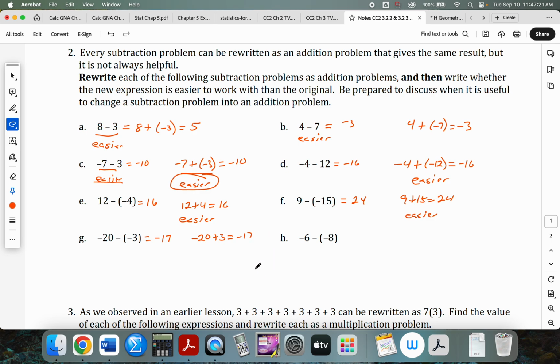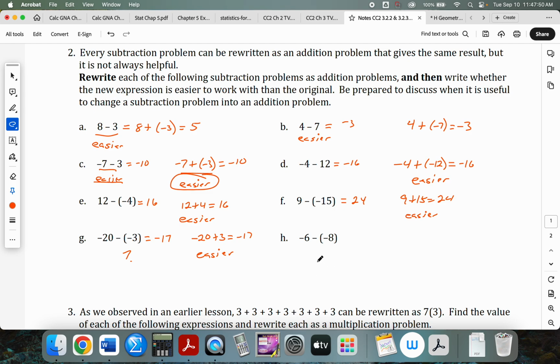Which one do you think is easier? The new one. The new one? I do too. It's not crazy easier, but it's at least somewhat easier. Although on this one, because this number is large, you could make a case for, well, I'm taking away 3 of the negatives that I have out of the 20, I'm left with 17 negatives. So that one could be easier for some people.